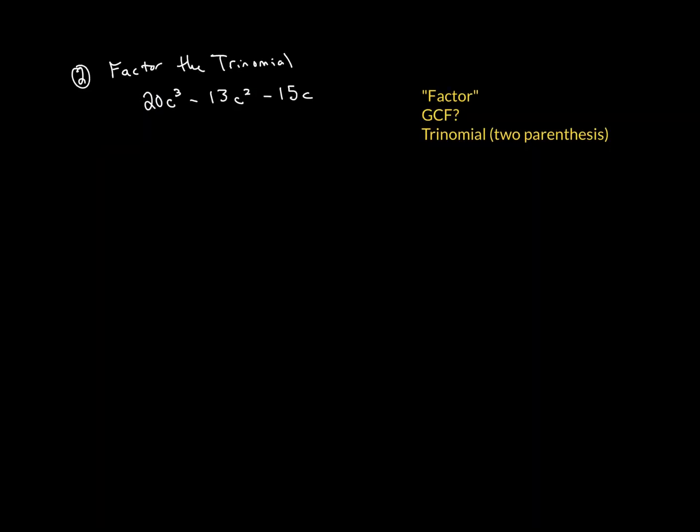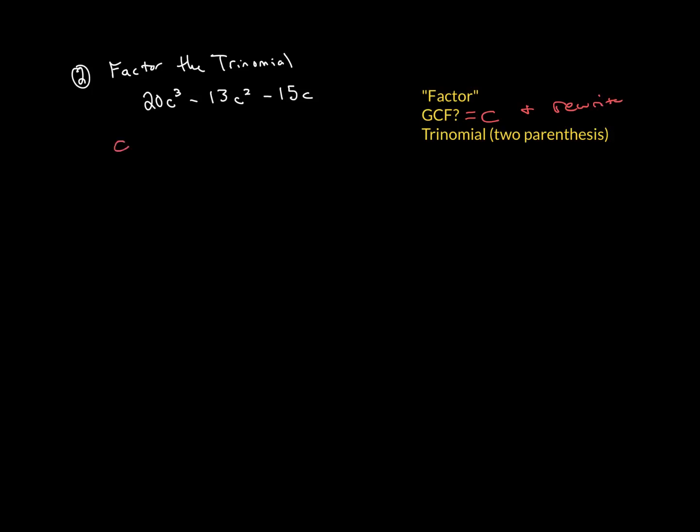All right, our second example, factor the trinomial 20c cubed minus 13c squared minus 15c. Again, we're asked to factor the trinomial. Anytime you see that word factor, you'll want to check to see if there's a greatest common factor. In this case, 20, 13, and 15, nothing in common number-wise, but hopefully you notice we've got a c in each one of those, so we can take out a c, and then we're going to rewrite. So take out that common factor.